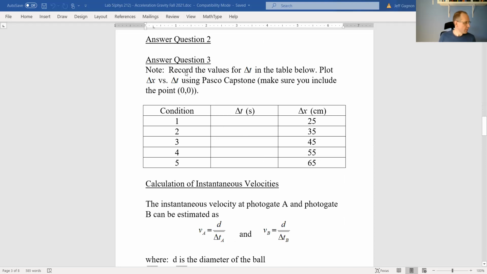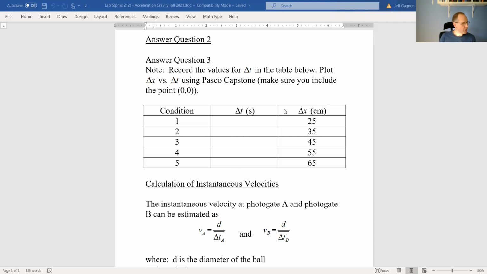Okay, now question 3 is going to have you do a plot where on Pascal Capstone you're going to plot position of the ball. Think of downward as being positive. So this delta X is really the position of the ball relative to the ball dropper, downward, versus time. In this case, you also want to include 0, 0. So you're going to plot delta X on the y-axis, and delta T, the time, on the x-axis. And don't forget to also include 0, 0.